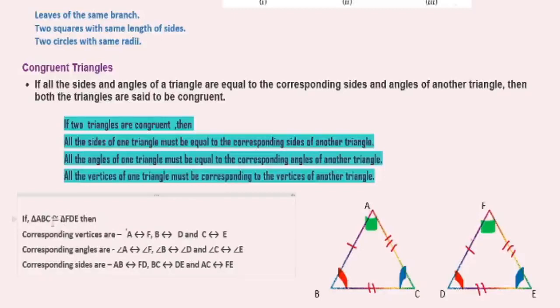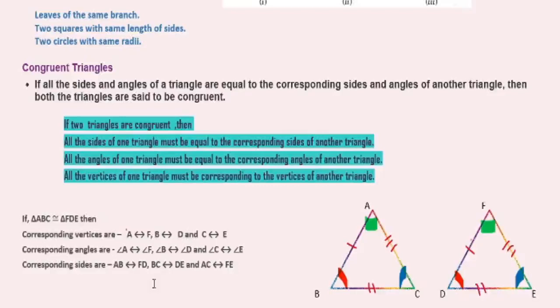Using the symbol, you can write it like this: triangle ABC is congruent to triangle FDE. Then we can write the corresponding vertices. Here the vertex A is corresponding to vertex F of the second triangle. Here the first triangle is triangle ABC, the second triangle is triangle FDE.